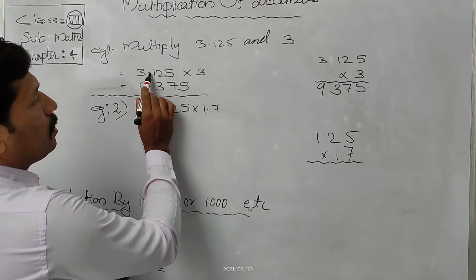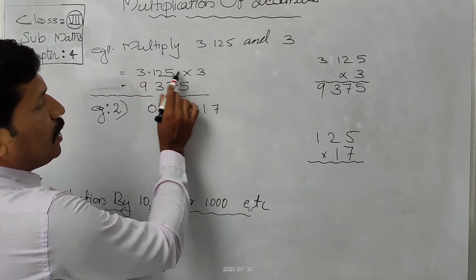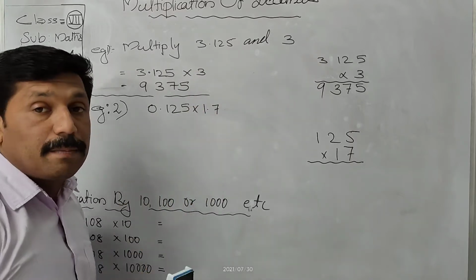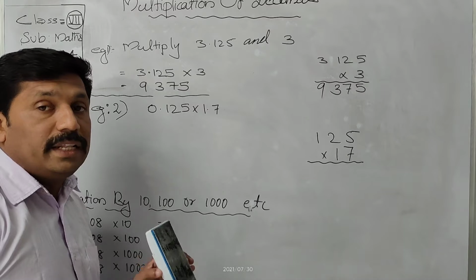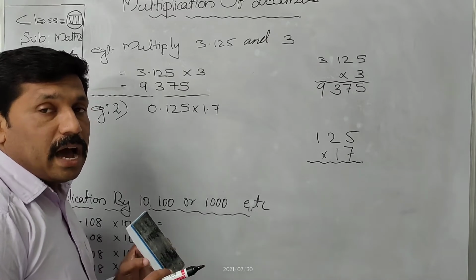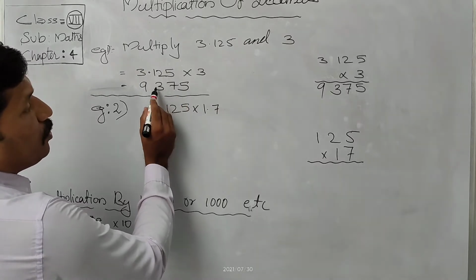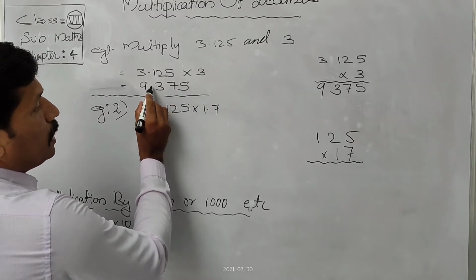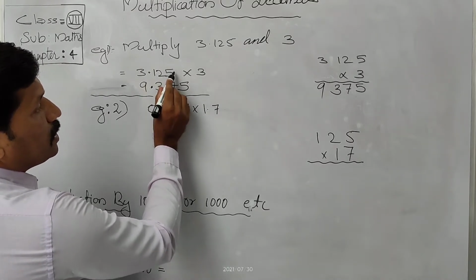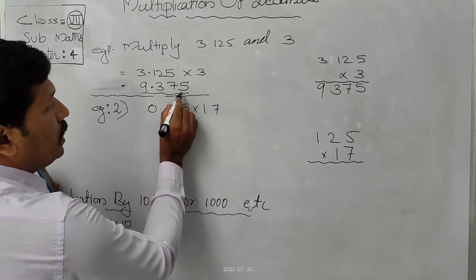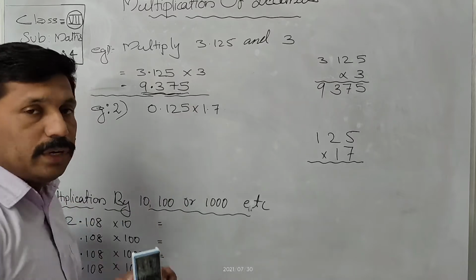Here in the multiplicand, there are 3 digits after the decimal. Here in the multiplier, there are no decimal digits. Therefore, a total of 3 decimal places should be there in the answer. That means in the answer, 3 decimal places are needed after the decimal point. Therefore, we put the decimal point here, giving 3 decimal places. In this way we multiply two decimal numbers.